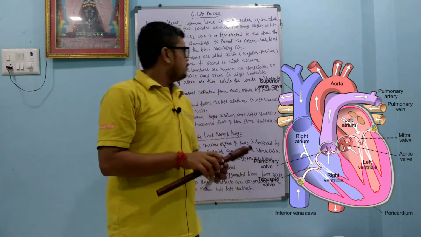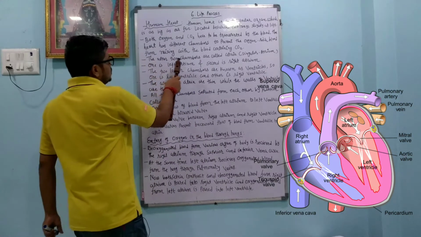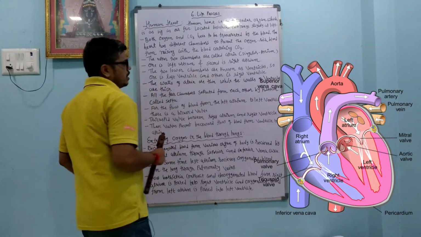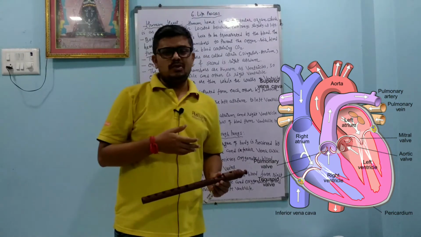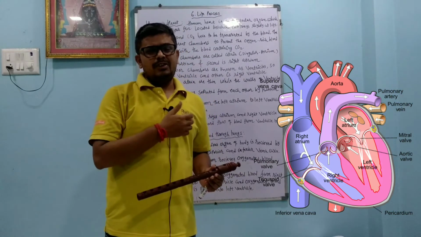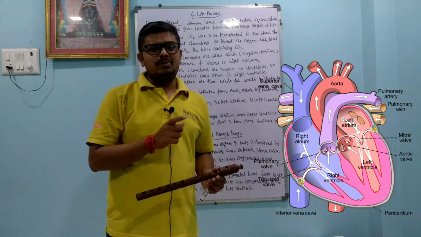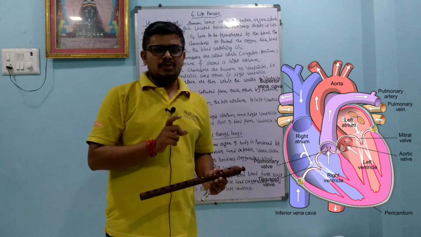Oxygenated blood. The upper 2 chambers are called the atria: one is the left atrium and the second is the right atrium. Dear student, deoxygenated blood means what? The blood that contains carbon dioxide.